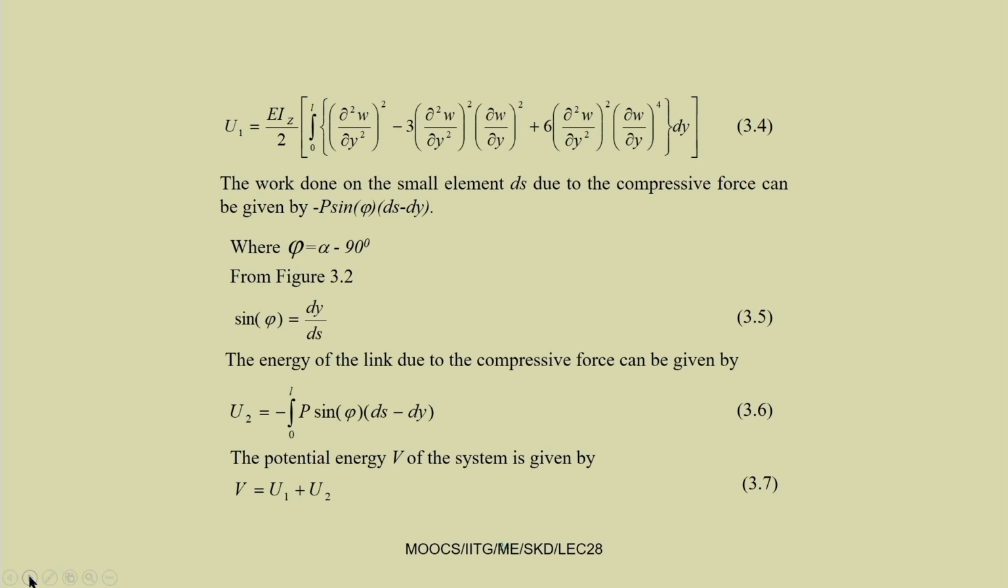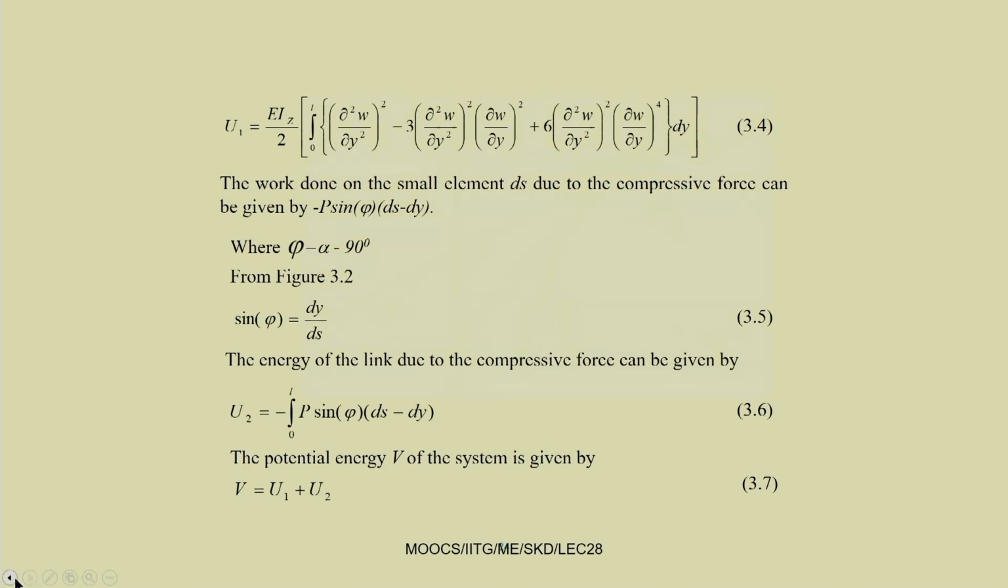So, the work done on the small element ds due to the compressive force can be given by P sin psi into (ds minus dy). So, the deflection will be ds minus dy, here psi equal to alpha minus 90 degrees.